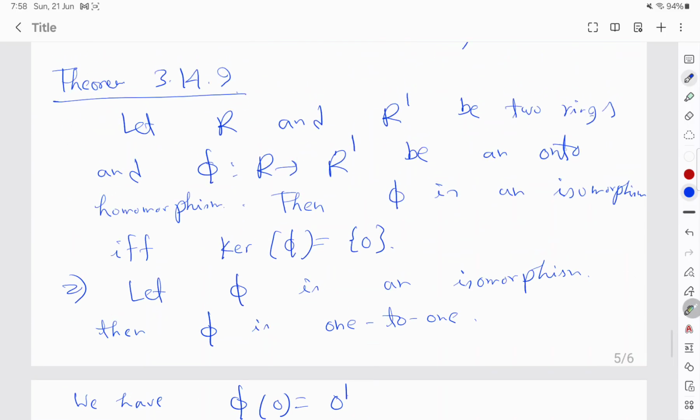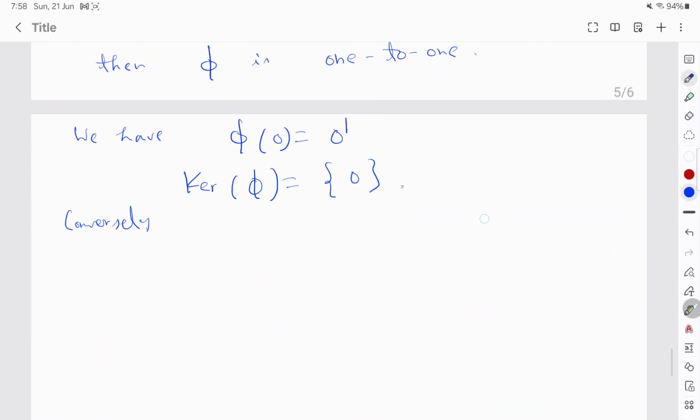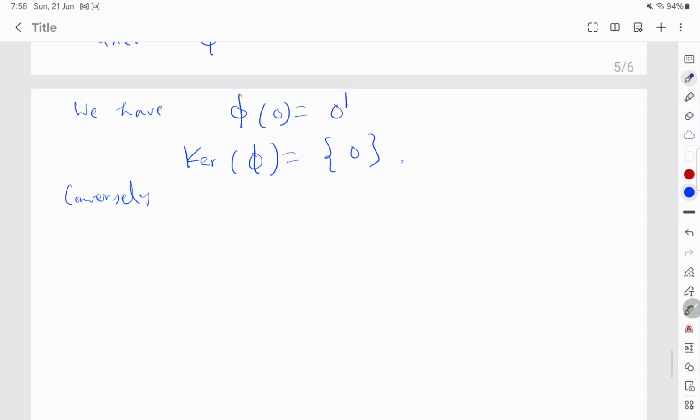You already have phi is onto, so what you have to show is only one-to-one. For one-to-one, you take two elements with phi of a equal to phi of b, and you have to show a equals b. That's it. Conversely, let a and b belong to R such that phi of a equals phi of b.